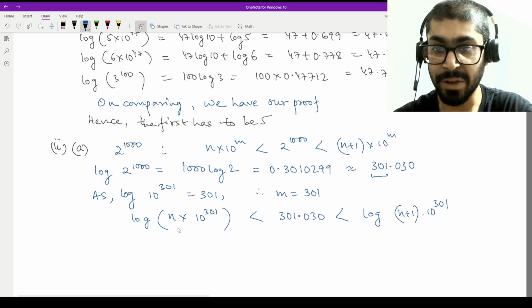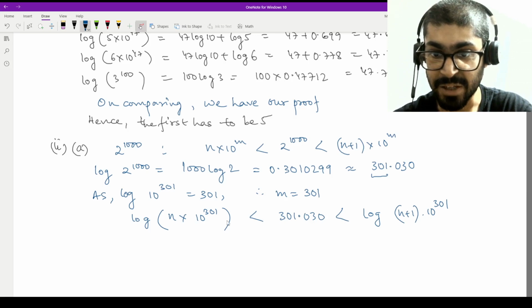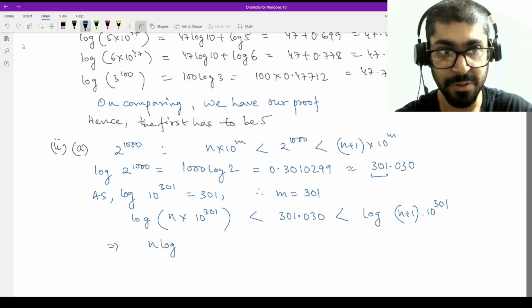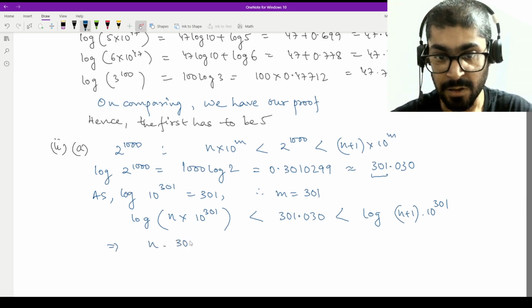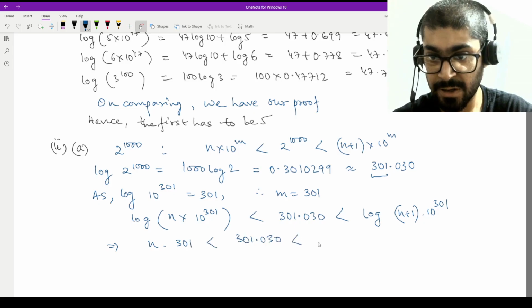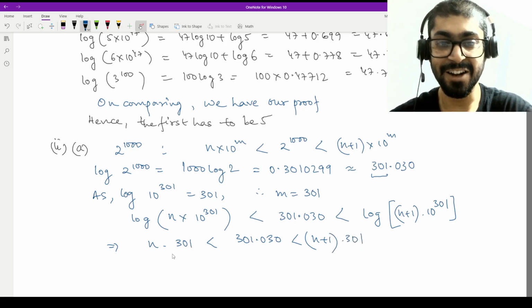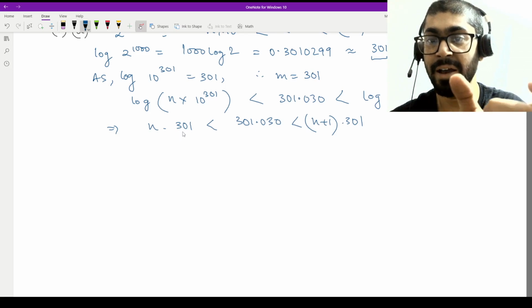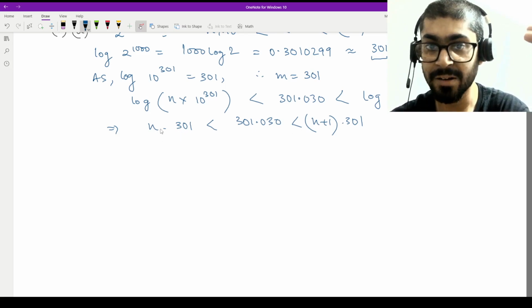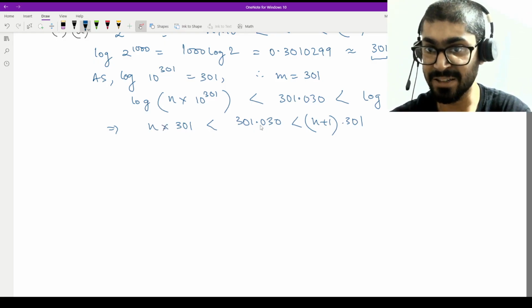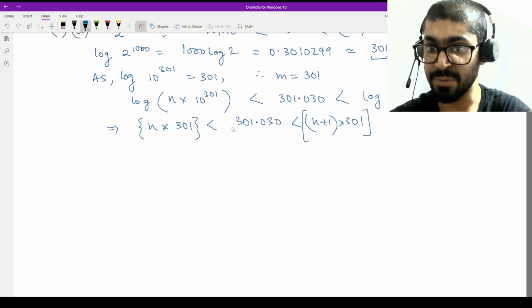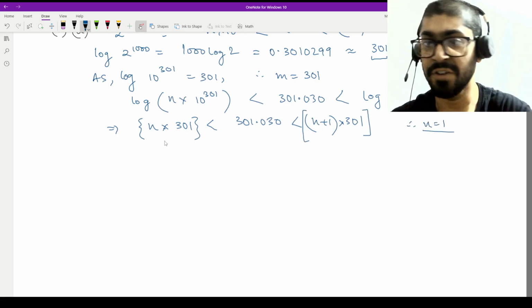Now what value would give us something that is just less than 10 to the power 301? This will become n log 10 to the power 301, so n into 301, less than 301.030, less than n plus 1 into 301. Now I can clearly see that if I take n to be anything greater than 1, this will not be our solution, because this lies between 301 and 2 into 301. If I take n to be 2, it will not be satisfied. Please do not confuse: this is a multiplication and this is a decimal point. So n has to be 1. So the first digit here is 1.